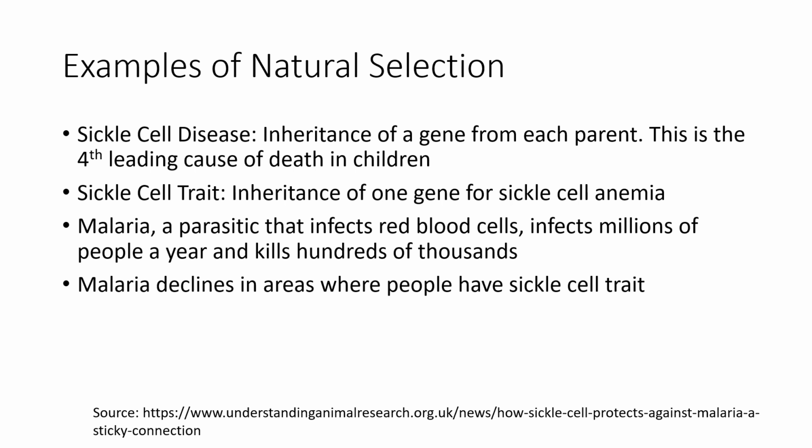Examples of natural selection. Sickle cell disease is the 4th leading cause of death in children in developing countries. This disease is caused by inheritance of the gene from both parents. If you think about how natural selection works, you would expect this gene to be selected against because it kills children and they don't grow up to reproduce when they carry both genes.